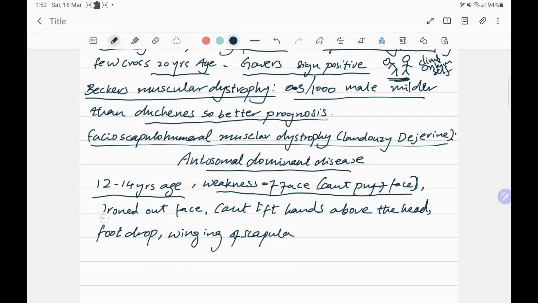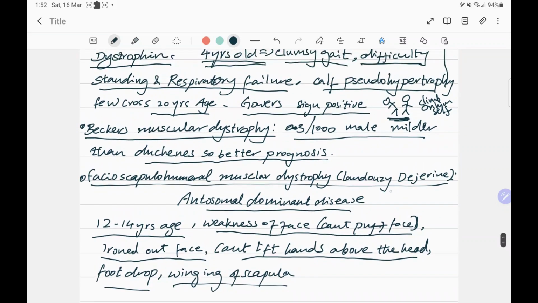Their face muscles get weak. They get this ironed-out appearance on their face. And they can't lift their hands above their head, so doing overhead work activity doesn't happen for them so easily. It's very hard. And they get foot drop and winging of the scapula. Okay, so this is facioscapulohumeral muscular dystrophy, or Landouzy-Dejerine.